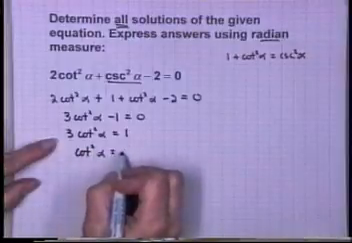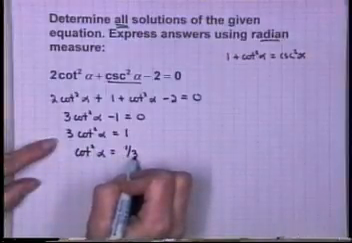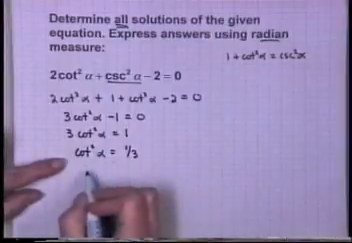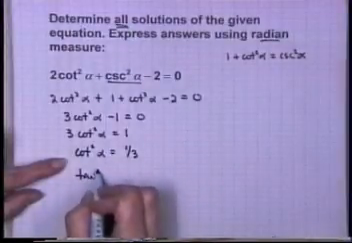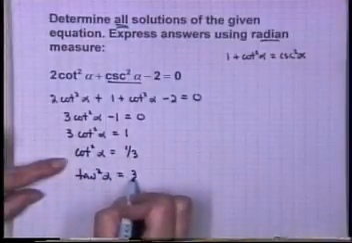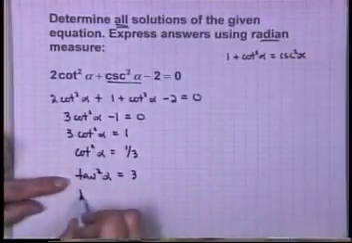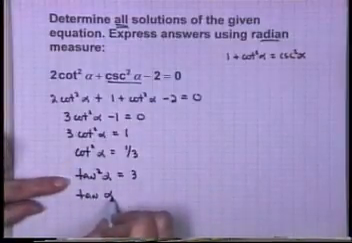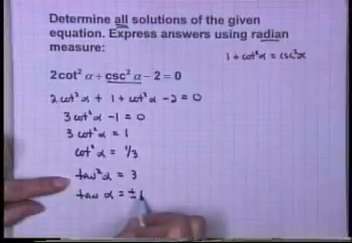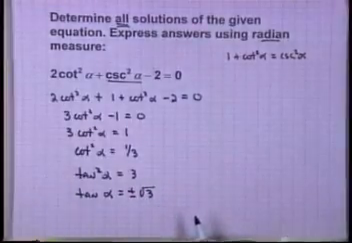Cotangent squared alpha is 1/3. I'm going to go ahead and flip this over and make it into a tangent. So tangent squared alpha is 3. Now, if I take a square root, remember I have to do what? Plus or minus square root 3.